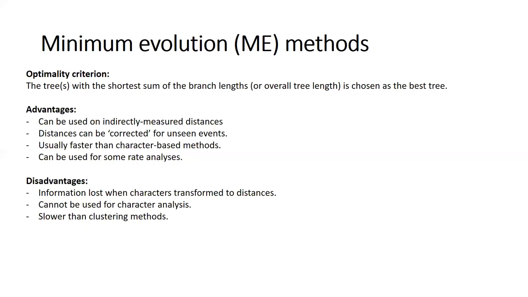So these methods can be used for some rate analysis, and there are some disadvantages for this method. For example, information is lost when characters are transformed into distances. Moreover, this method cannot be used for character analysis. And this method is generally slower than some clustering methods. So let's discuss some clustering methods.